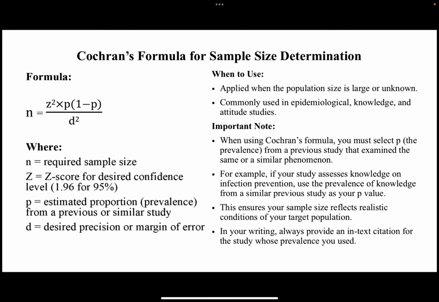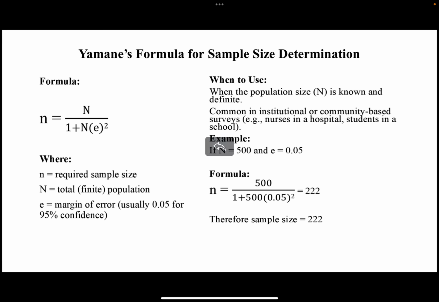Now, you are going to do a study among nurses at Korle Bu Teaching Hospital, maybe the medical department. You do not have the specific population size. You can't use Yamane's formula. You have to use the Cochran formula. As part of this video, I'll take my time to explain Yamane's formula and then the Cochran formula for sample size determination for quantitative research.